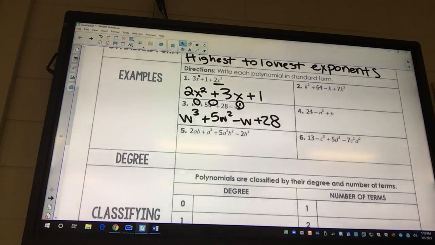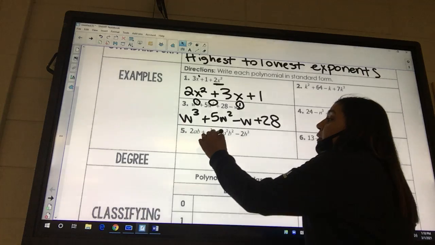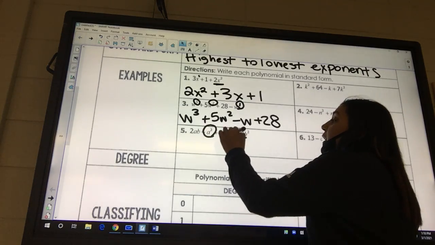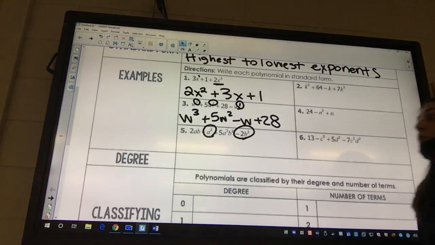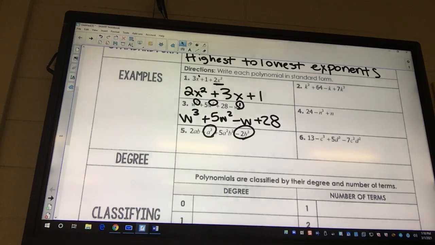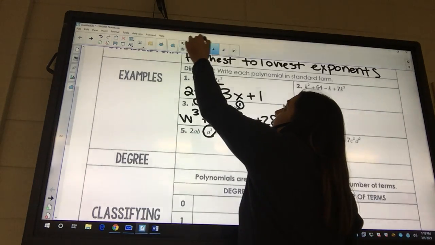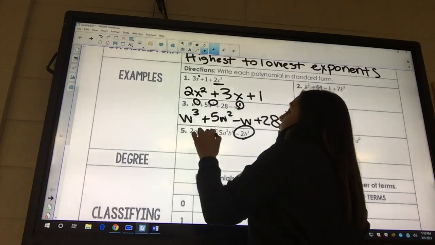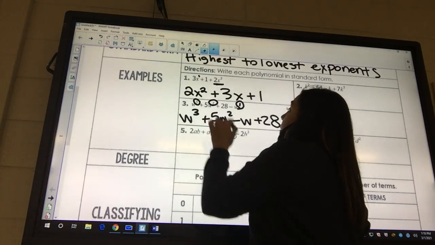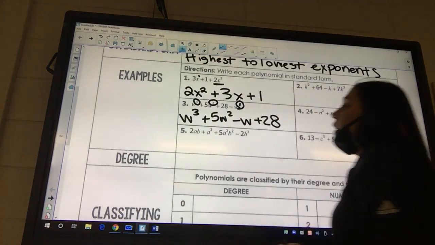Look at 5. What's the highest exponent? 3, and 2 of them have a 3. So look up here. This one, a to the third, and negative 2b to the 3. So which one do we write first? The positive one. What does standard form tell us to do? Look at it. Well, you wrote it down. Do ABC order.